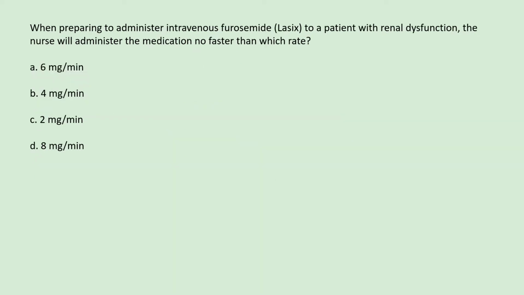When preparing to administer intravenous furosemide, Lasix, to a patient with renal dysfunction, the nurse will administer the medication no faster than which rate? A. 6 mg per minute. B. 4 mg per minute. C. 2 mg per minute. D. 8 mg per minute.